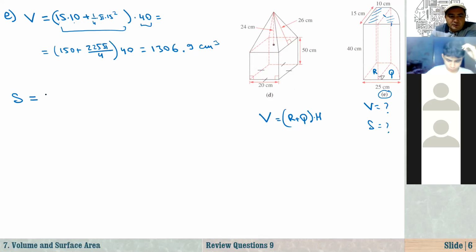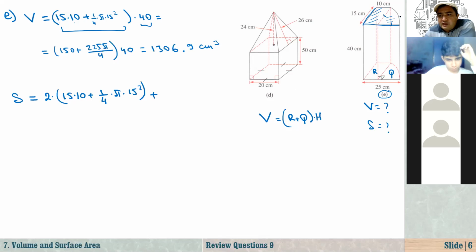Okay. And next, how about the surface area? The top and bottom, right? So I just multiply this by 2 because they have the same area. The top is the rectangle, which is already calculated here. That is 15 times 10 plus the quadrant, which equals 1/4 times pi times r squared, with r being 15, right? Plus the faces. And how about the faces? Here we have this part, and this part, and after that this part, and this part, right?